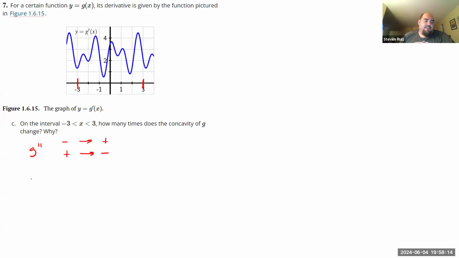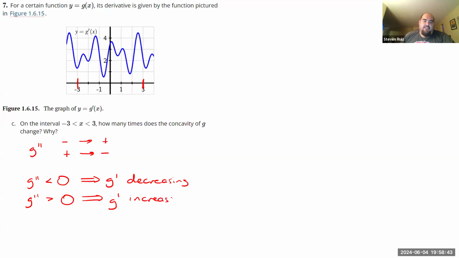So let's make a little table here, or let's just write some ideas out. If G double prime is negative, what does that mean about G prime? That means that G prime is decreasing. And similar idea, what does it mean if G double prime is positive? That means that G prime is increasing.